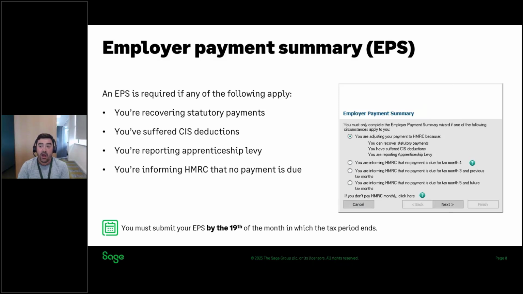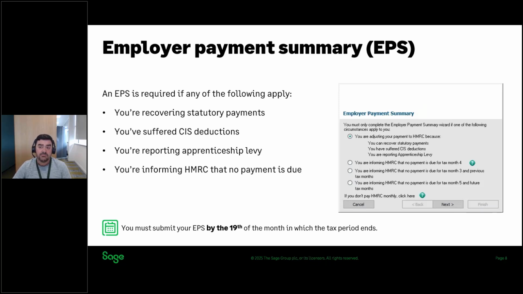So just to recap there on the EPS, it's required if you're reclaiming statutory pay, CIS deductions, or you're paying apprenticeship levy. Also used if you're informing HMRC that no payment is due. And this needs to be sent no later than the 19th day of the month in which the tax period ends, i.e. the following calendar month. So I've got until the 19th of August to send my EPS for the July tax month. So those are pretty straightforward steps, and hopefully you've been doing those throughout the year.